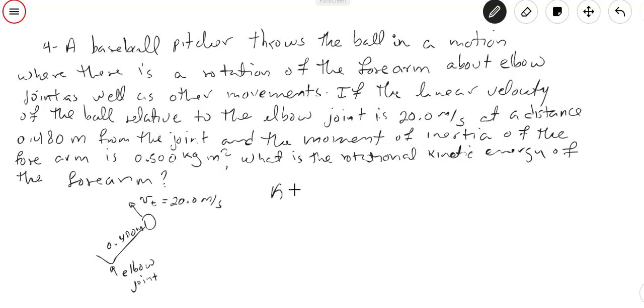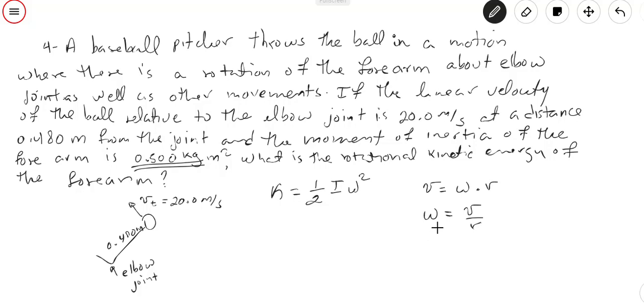We know that the rotational kinetic energy is equal to 1 over 2 the moment of inertia times the square of the angular velocity. We know the moment of inertia because it was given here, that is 0.500 kilograms meter square, but I don't know the angular velocity, so I need to find the angular velocity. Nevertheless, I know the linear velocity, and I know the distance from the elbow joint to the ball. So I know that my linear velocity is the product of the angular velocity times the distance, right? If I solve for the angular velocity, it is equal to the linear velocity divided by the distance.